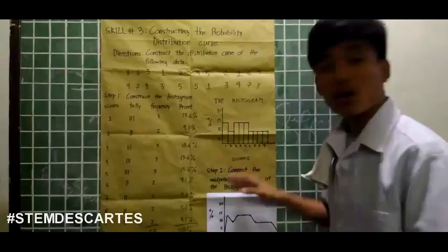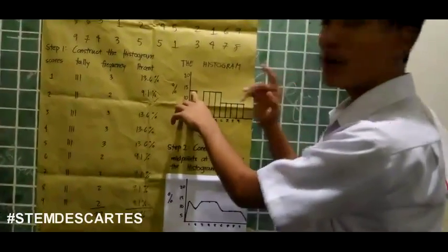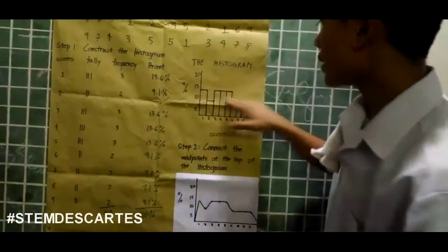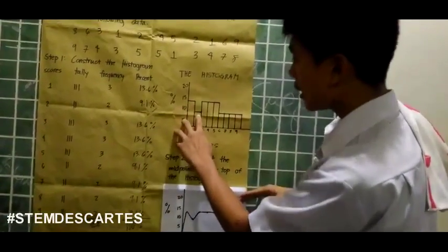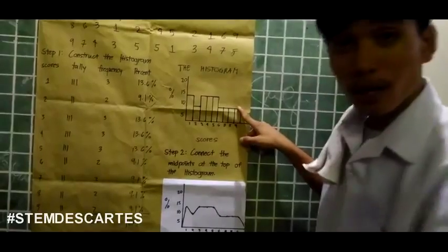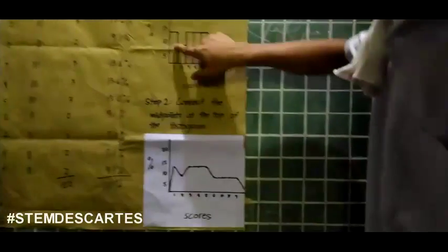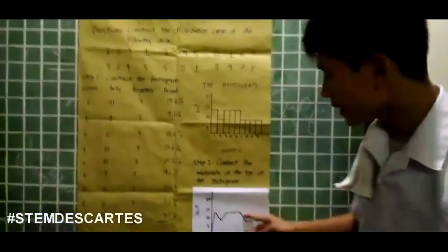Step 2. Connect the midpoints at the tops of the histogram. Midpoints means you must put a middle point at the top of each bar. Here, here, here, here, here, here, here, here, here. And this is the result when we erase the part of the histogram and leave the midpoints. So this is it.